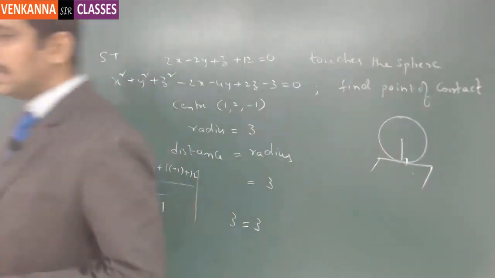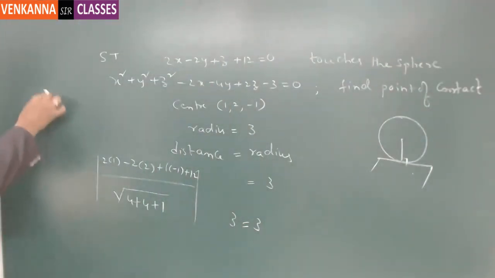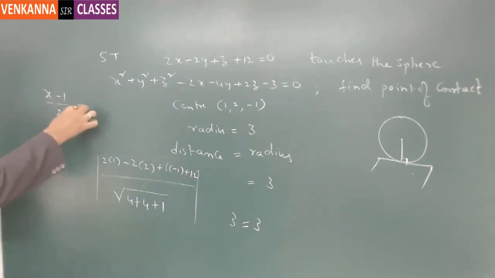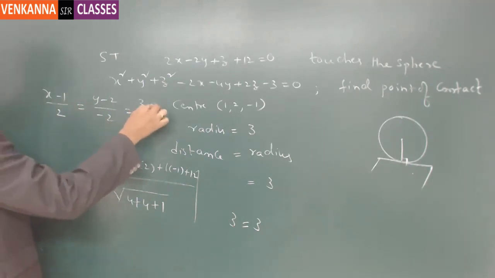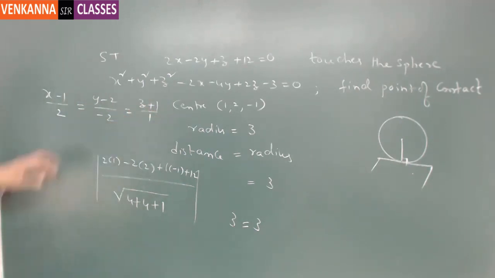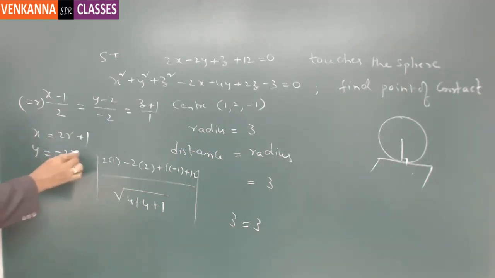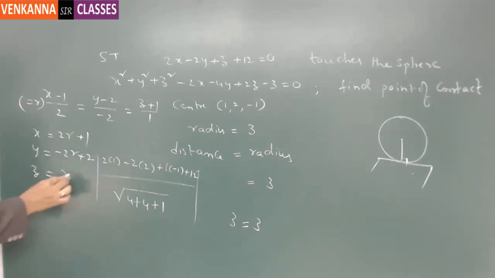If you write the line equation, it will be (x minus 1)/2 = (y minus 2)/(minus 2) = (z plus 1)/1. Here in the denominator, I have taken the plane's direction ratios. In the numerator, I have considered the center of the sphere. If you write the respective parametric form, any point would be of the form x = 2r + 1, y = -2r + 2, z = r - 1.